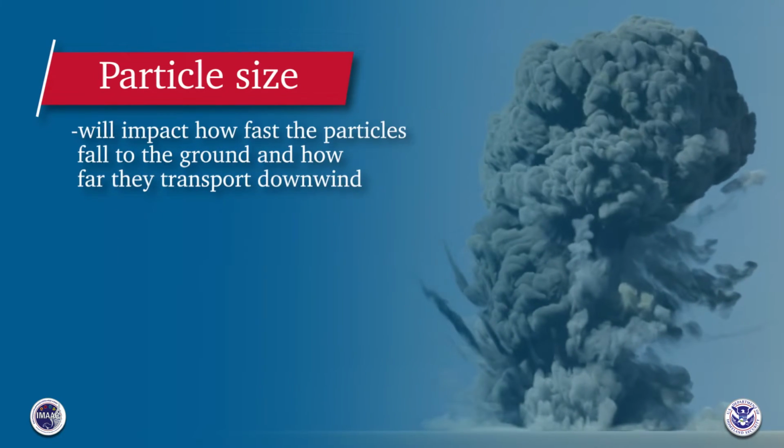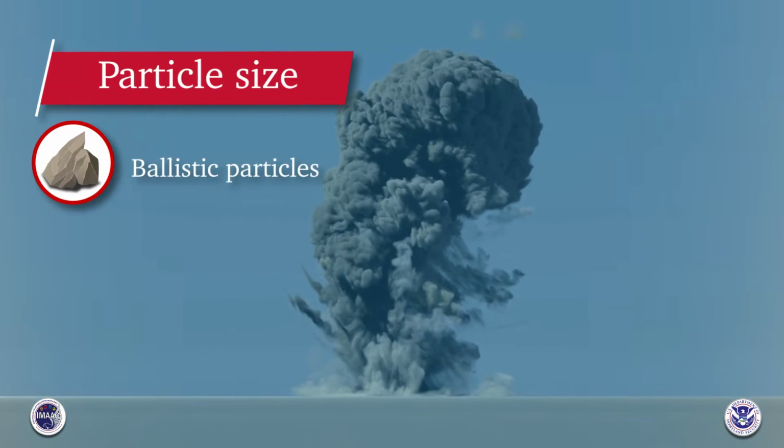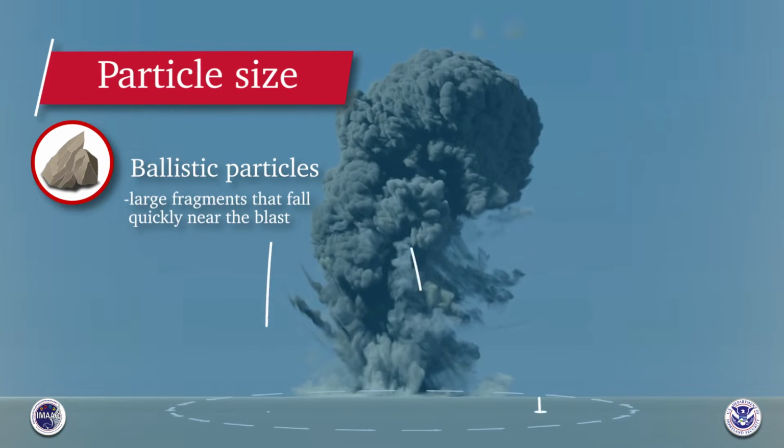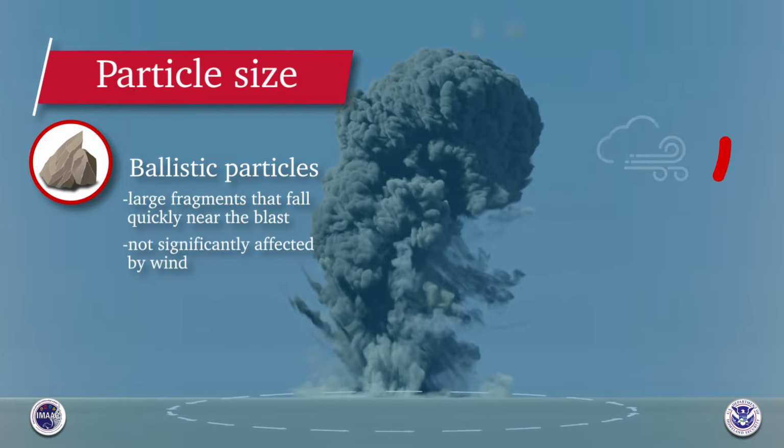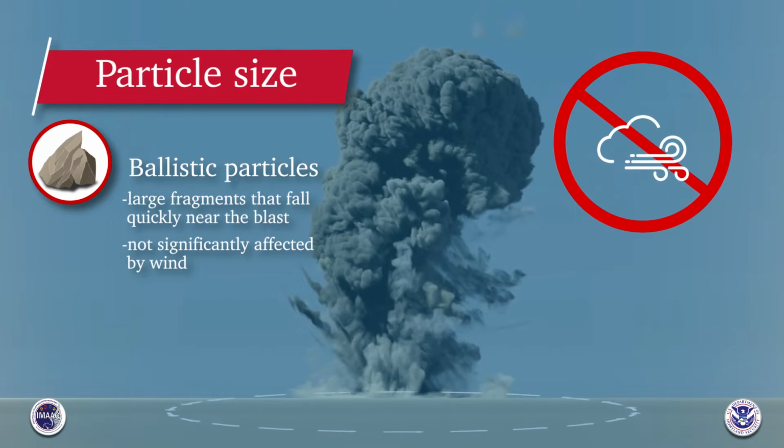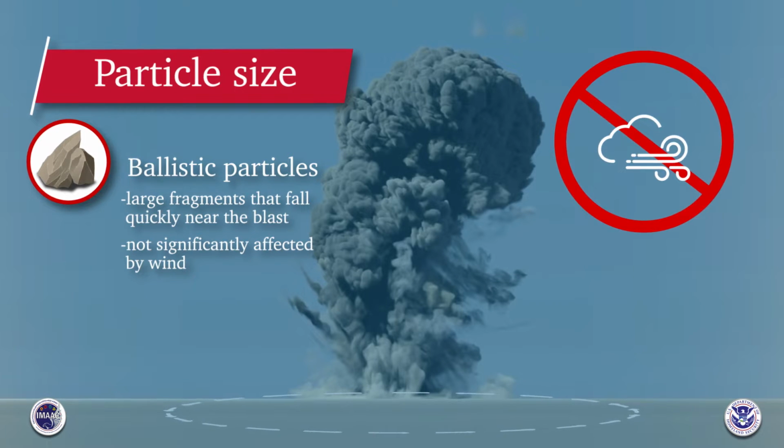downwind. Some material may be released as very large fragments called ballistic particles that fall quickly in a roughly circular pattern near the device location. These ballistic particles are not significantly affected by the wind. Some larger particles are carried downwind. The smallest particles are carried farther downwind.